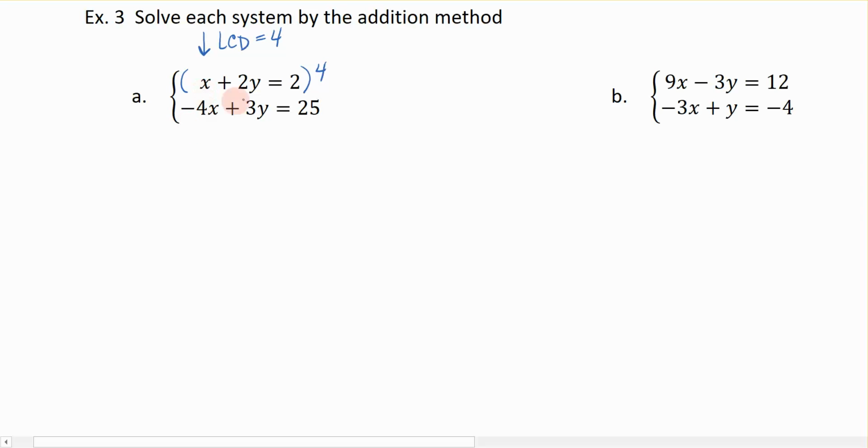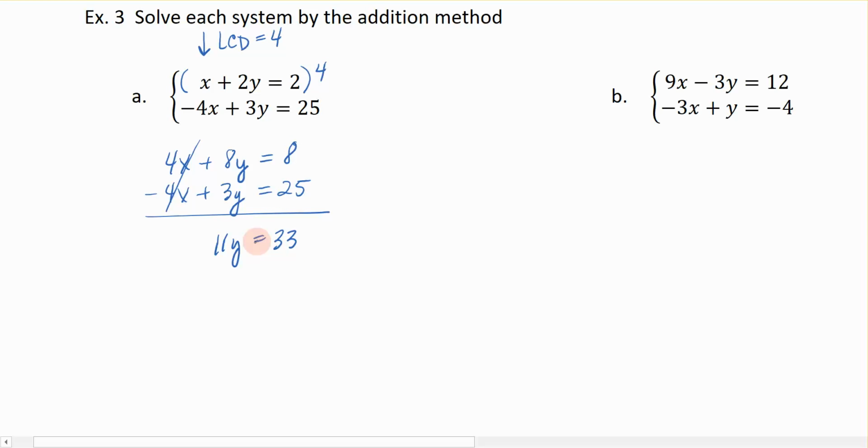So what we're going to do down here below is multiply the first equation, everything in it, by 4. I have 4x plus 2 times 4, which would be 8y, is equal to 8. And I rewrite the second equation, -4x plus 3y is equal to 25. Now it's called the addition method because I am going to add the two equations together. And when I do, that eliminates the x's, and it gives me 11y is equal to 8 plus 25, which is 33. And that's pretty easy now. I just divide everything by 11, and I find out y is equal to 3.